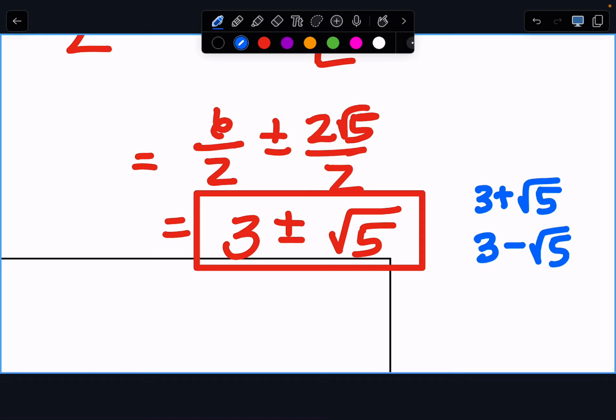Now, if we put that in our calculator, we'd get a decimal. They're irrational numbers, right? Radical 5 is an irrational number. So 3 plus radical 5 would be like 5 point something. 3 minus radical 5 would be a little bit less than 1. But these would be the exact answers.